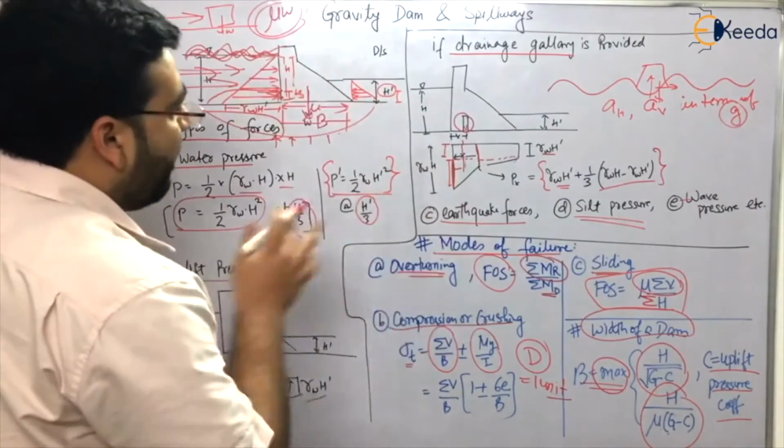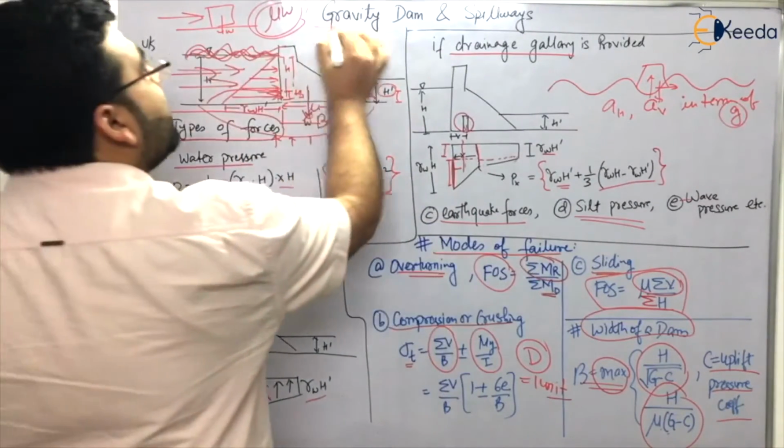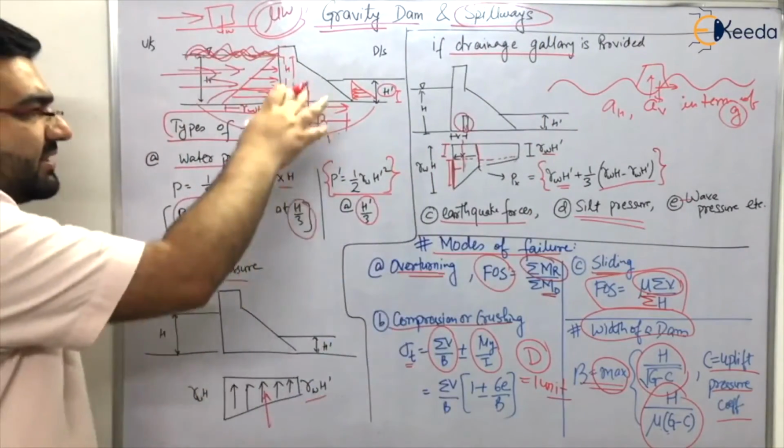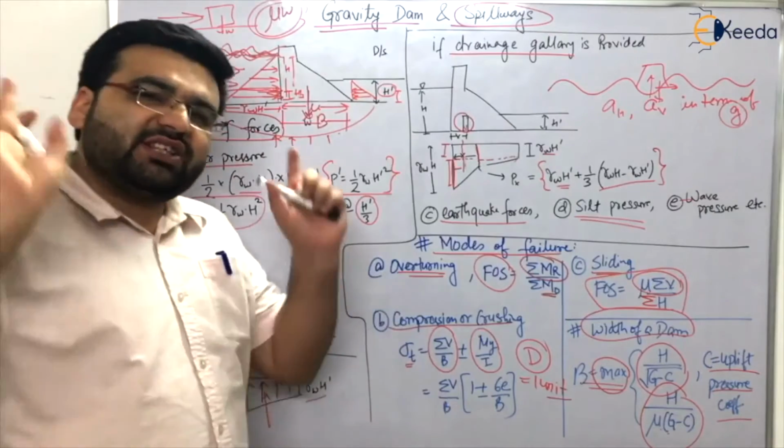So I hope that you have understood everything about the gravity dam. Now let's go to the spillways. I'm going very fast in this topic because everything is theoretical, right?